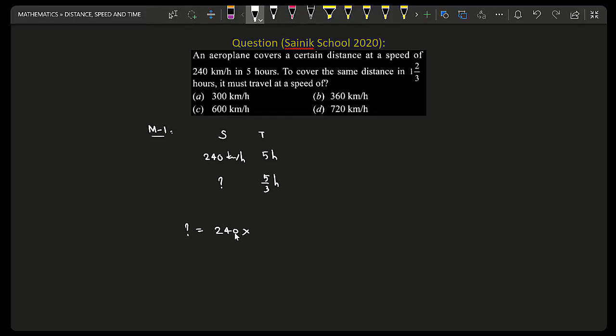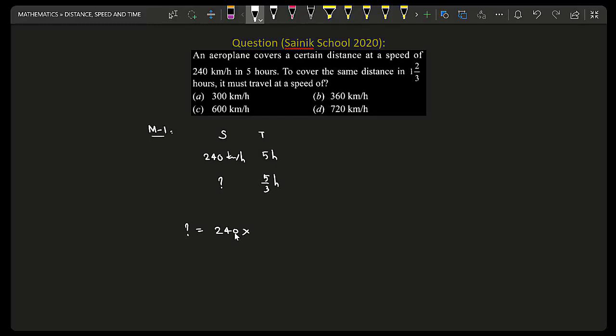We are traveling the same distance. If you are traveling for 5 hours, the required speed is 240 kilometers per hour. Now, the reduced time 5 by 3 is less time or more time compared to 5? Less time. Now we need to cover the distance with a higher speed or lower speed? Higher speed. That means you are expecting a more answer, right?